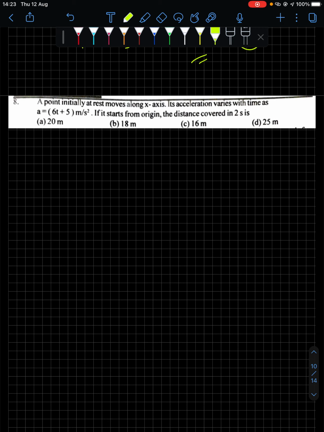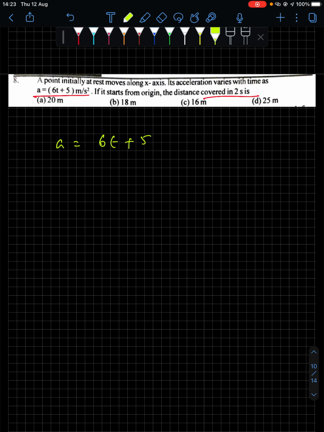Next, question number 8. A point initially at rest moves along x-axis, its acceleration varies with time as this equation. If it starts from the origin, the distance covered in 2 seconds is what? So the acceleration equation is given. Okay, so if you want to get distance from the acceleration equation, you have to integrate it. Initially you have to integrate dv and then you have to integrate ds. So acceleration can be written as dv by dt equals 6t plus 5. So dv is equal to 6t plus 5 dt.